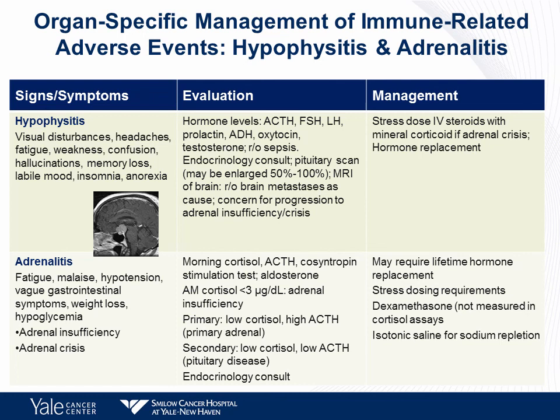Adrenalitis, or an inflammation of the adrenal gland, can lead to adrenal insufficiency and crisis if it is not managed. These patients also present with vague fatigue, malaise, perhaps hypotension, and vague GI symptoms in general. Important to obtain a morning cortisol level, ACTH level, and we've got the parameters here for what you would look for for the AM cortisol level.